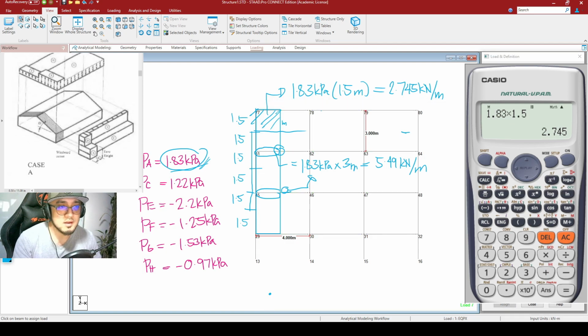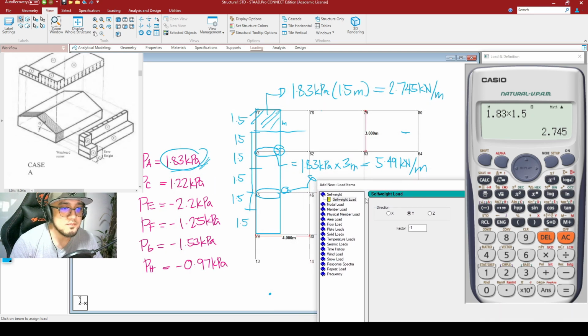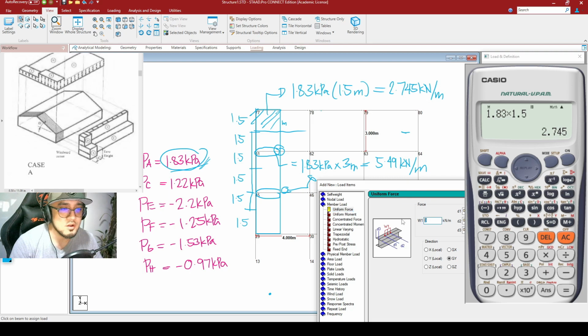So click add, then go to member load. Then for W1, that is now to be equal to negative 2.745. So this is for this top beam and for the bottom beam. So this is now to be acting at the global Z direction. But take note once again that we need to have a value for your D1 and your D2, since we are only applying it in a fractional part of a certain beam.